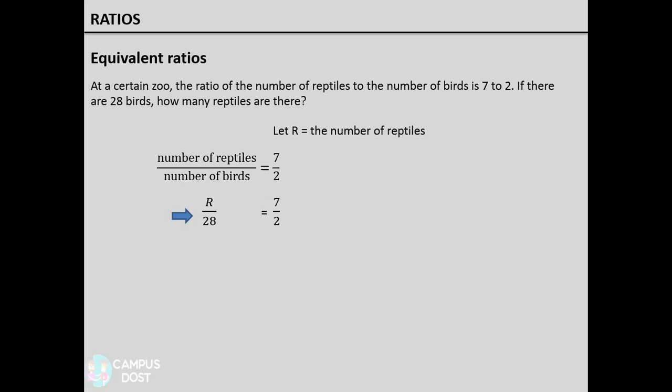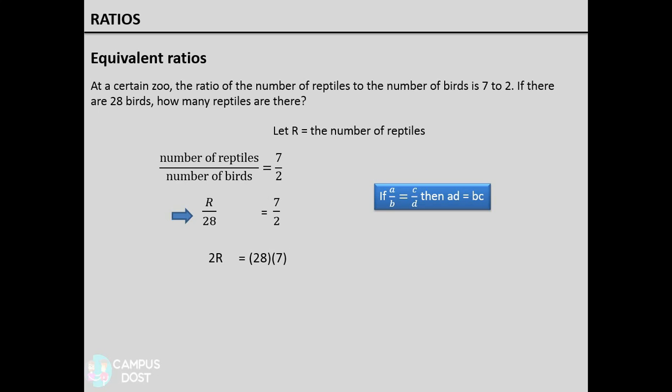To solve this equation, we can apply the following rule and cross multiply and simplify the right hand side and then divide both sides by 2 to get R equals 98. This means there are 98 reptiles at the zoo.